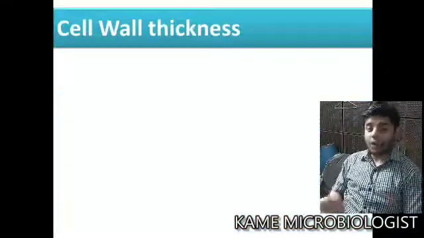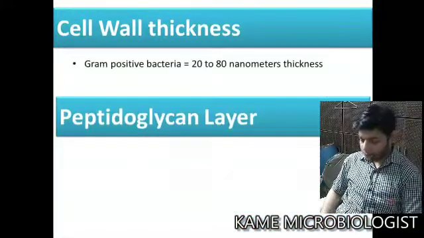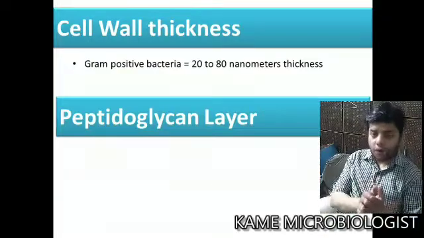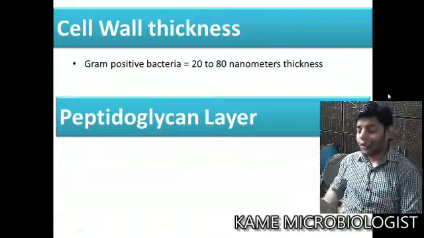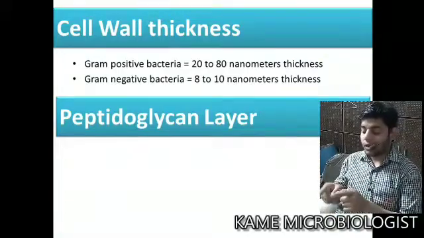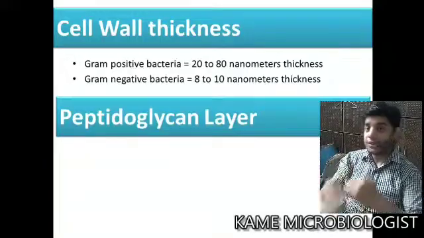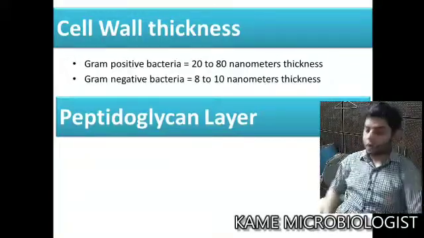Then we have the cell wall thickness between gram positive and gram negative bacteria. So remember guys, the thickness of the gram positive bacteria cell wall is 20 to 80 nanometer, and the thickness of the gram negative bacteria is 8 to 10 nanometer. It means that gram positive cell wall thickness is higher as compared to the gram negative bacteria.